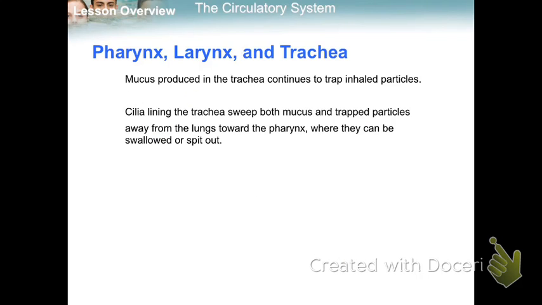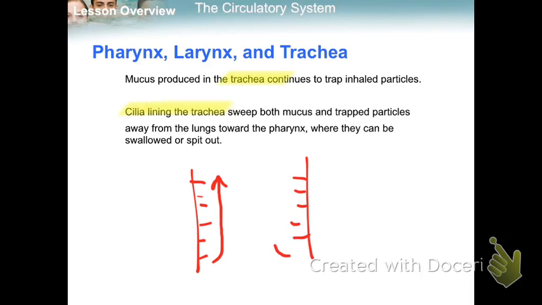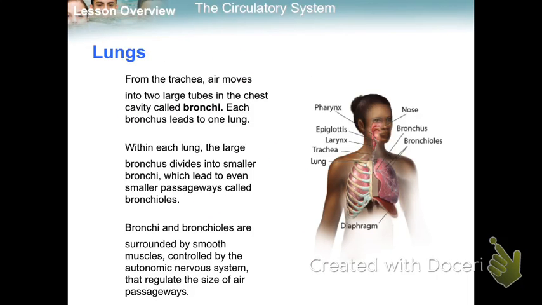Mucus in the trachea also filters our air. Cilia, little hairs lining the trachea, kind of looks like this, will sweep the mucus and the trapped particles up away from the lungs and toward the pharynx. That's what initiates the cough reflex then, and then they can be swallowed or spit out, those particles that are potentially going to cause infection.